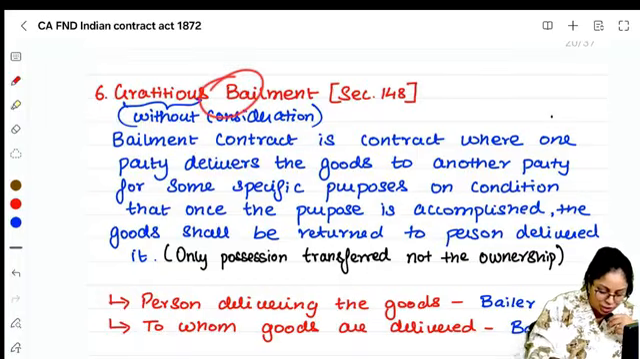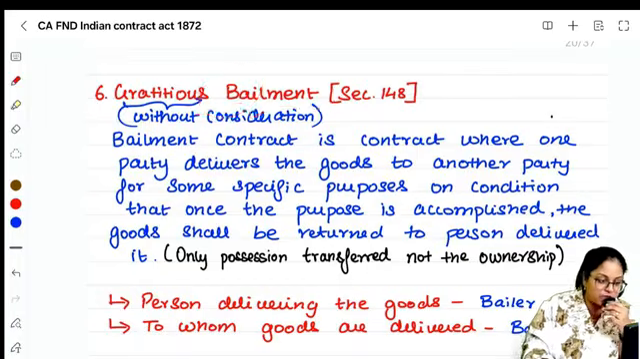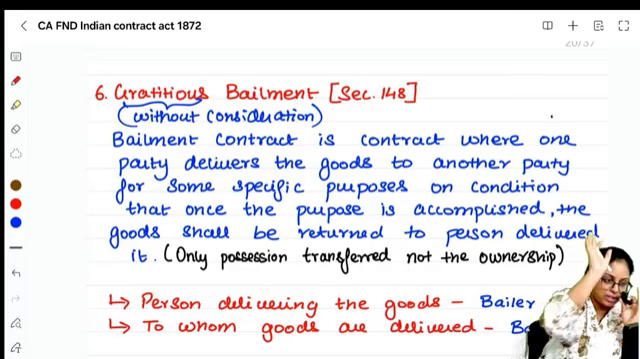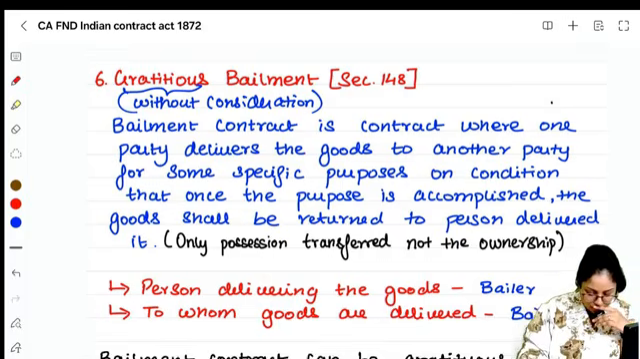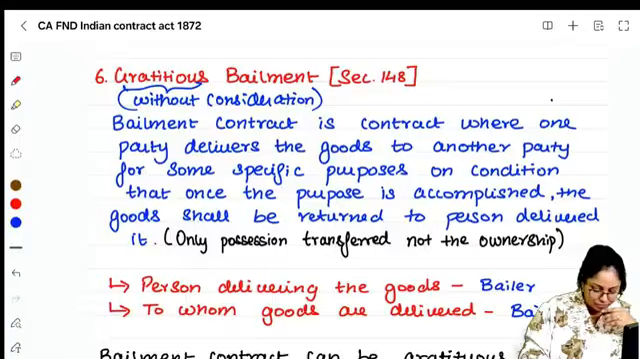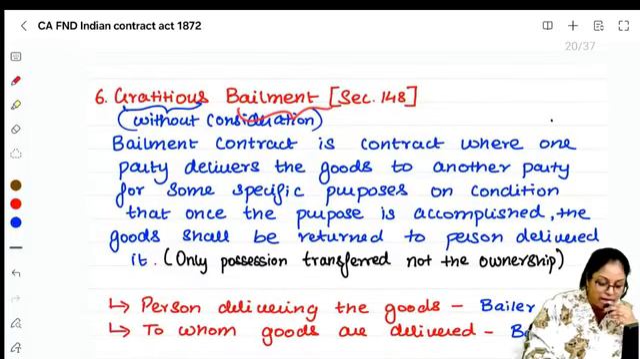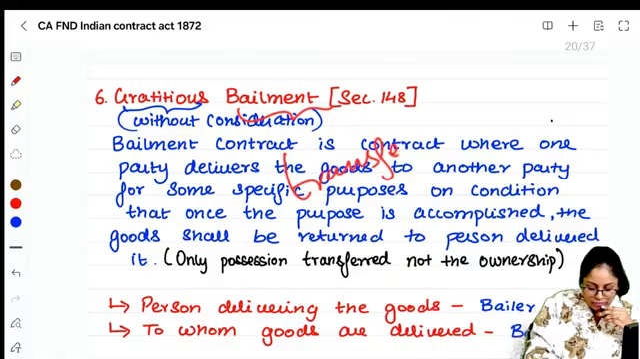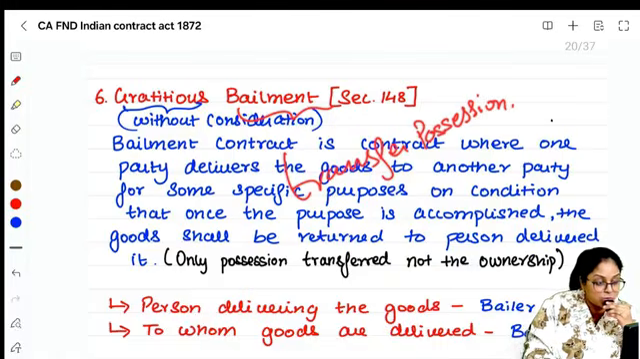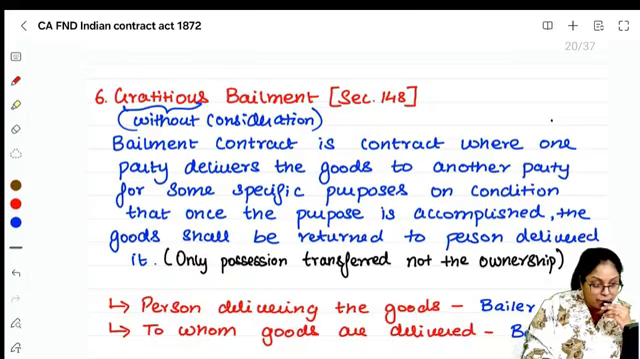What do you mean by gratuitous bailment? What do you mean by bailment? First of all, bailment. What do you mean by bailment? When you transfer the possession, it is known as what? It is a case of bailment. When you transfer possession, it is a case of bailment.